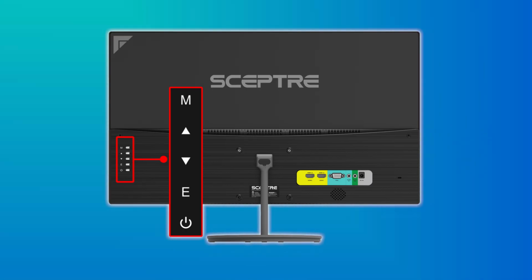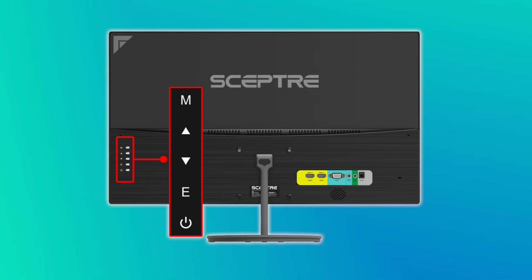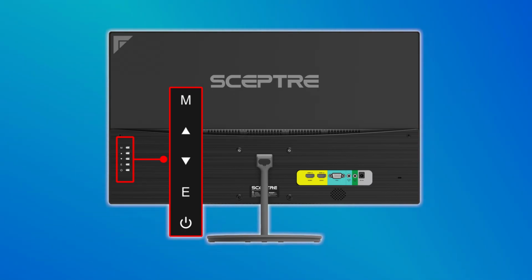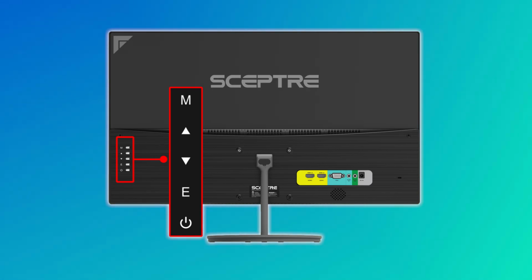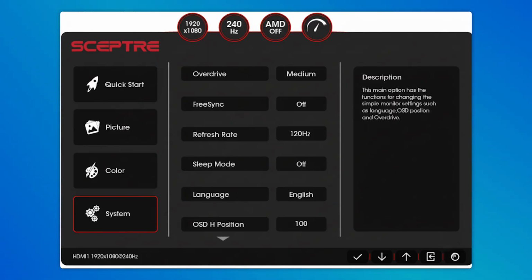To begin, locate the physical buttons on your Sceptre monitor. These buttons are usually on the back or along the bottom edge of the screen. Press the menu button to open the monitor settings. Once the menu appears on the screen, use the navigation buttons to move through the options.